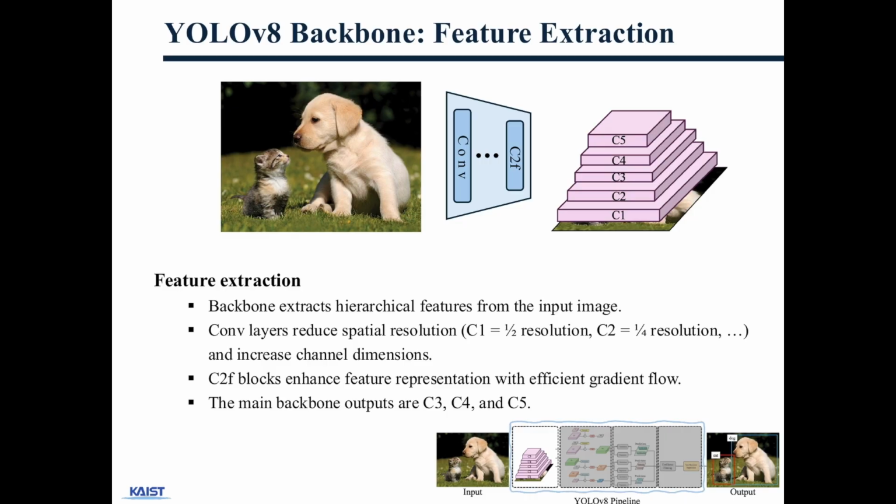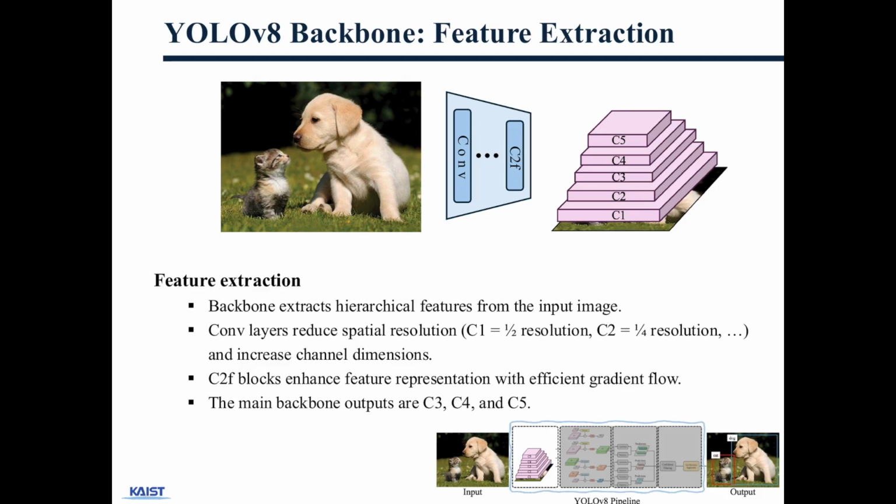The backbone is the feature extraction module. Its role is to convert the input image into feature maps that are useful for detection. A raw RGB image is just a grid of pixel values. The model needs to transform these pixels into higher-level representations.